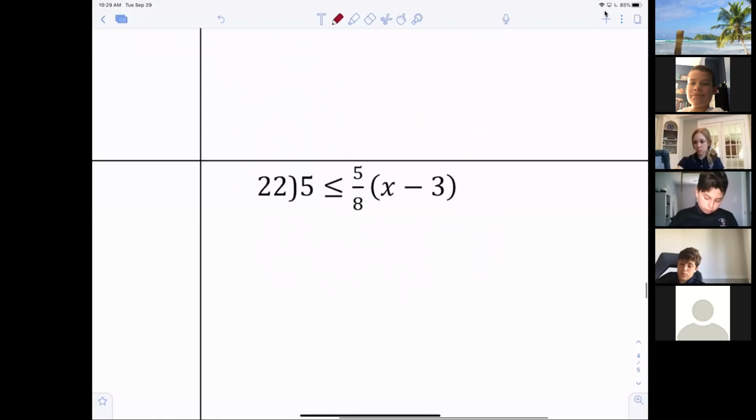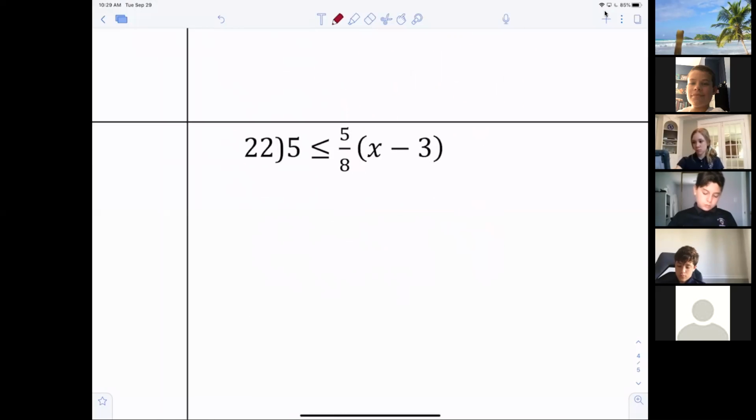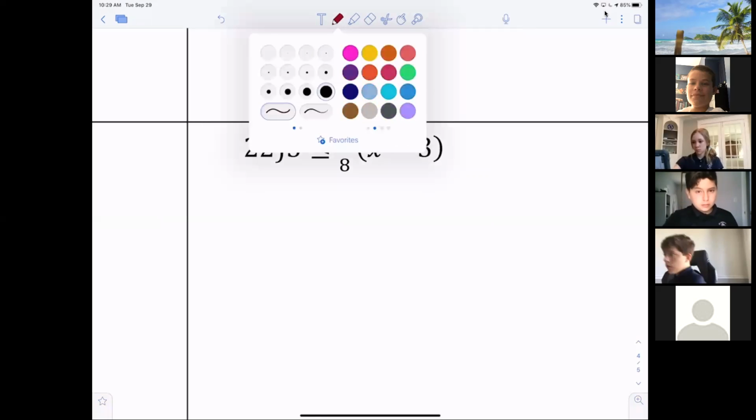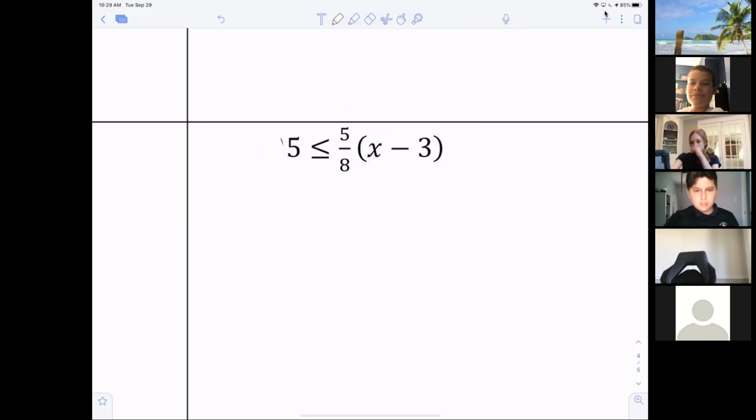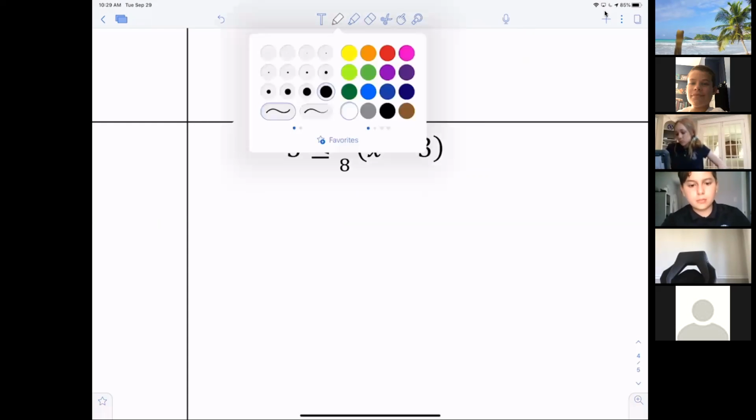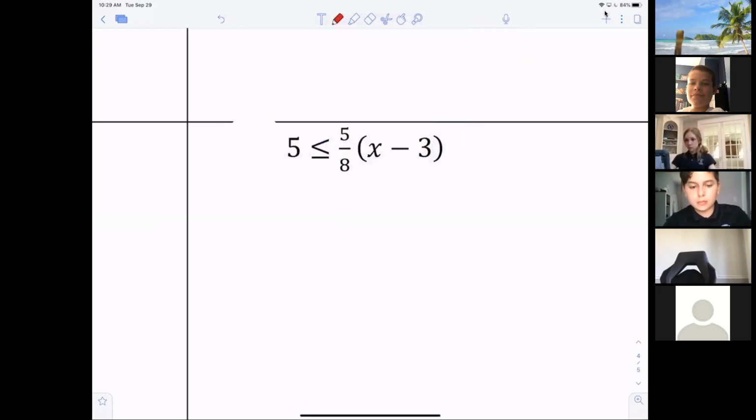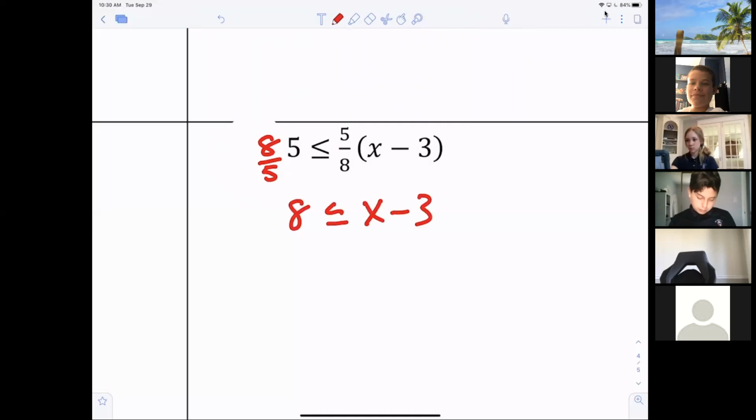All right, here we go. 22. Now, does everybody agree I can do the reciprocal? I don't want to distribute a fraction. So I'm going to get rid of this little piece right here for just a quick second so you can see. I'm going to multiply by the reciprocal. And what's the reciprocal? 8/5. So now 5 divided by 5 is 1 times 8. So 8 is less than or equal to x minus 3. So now what? Add 3.